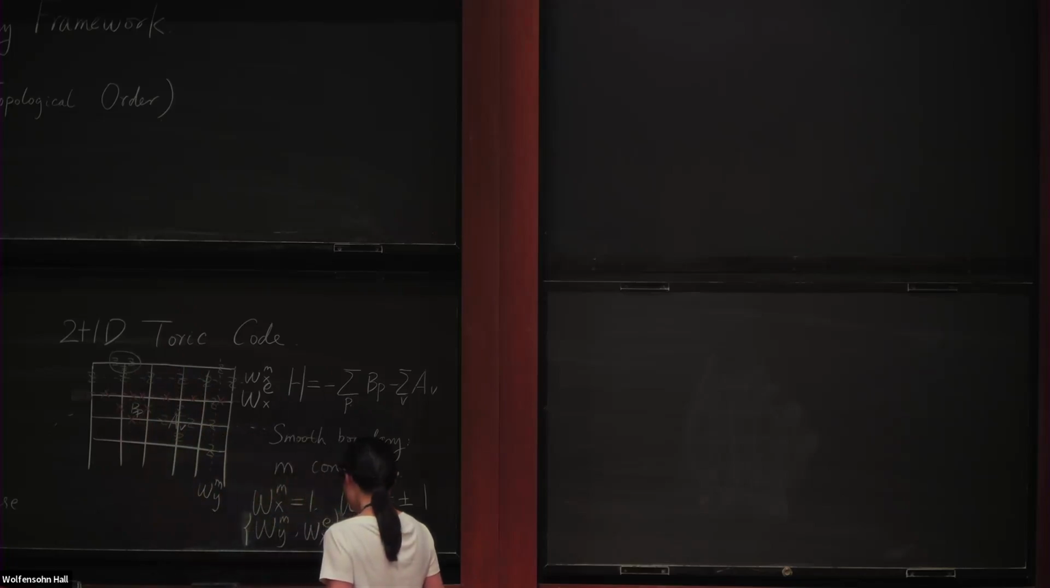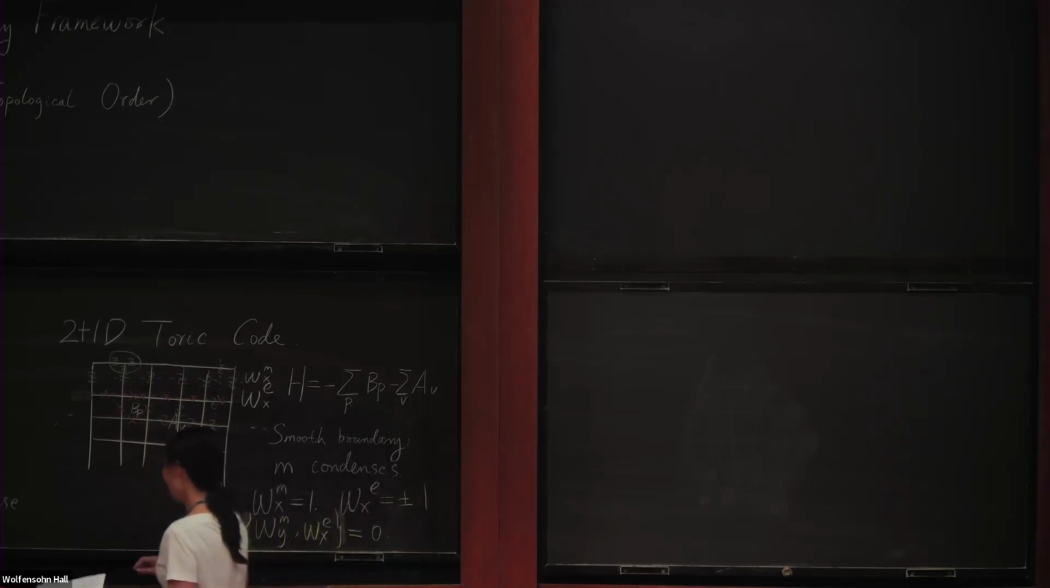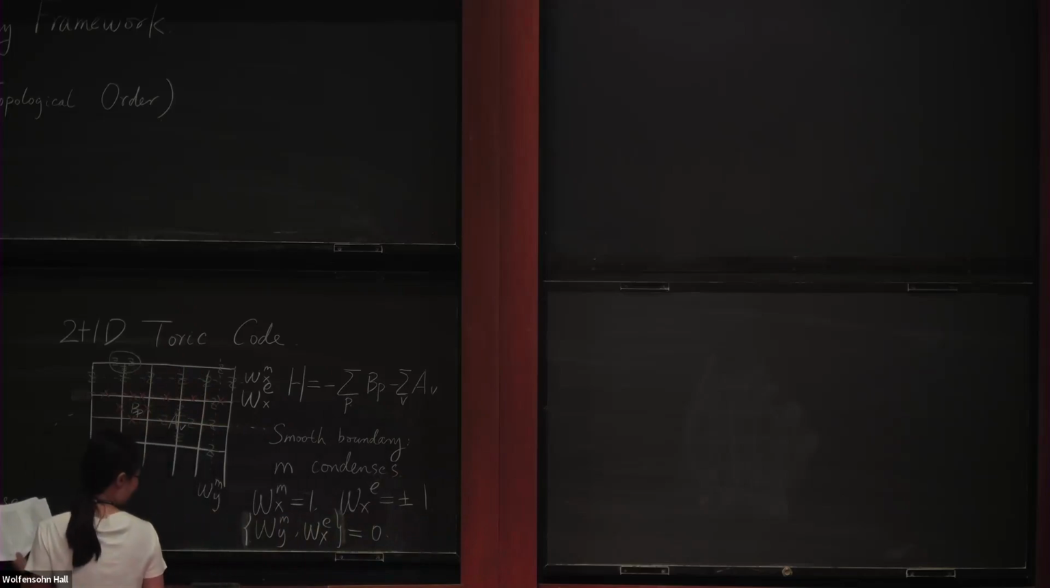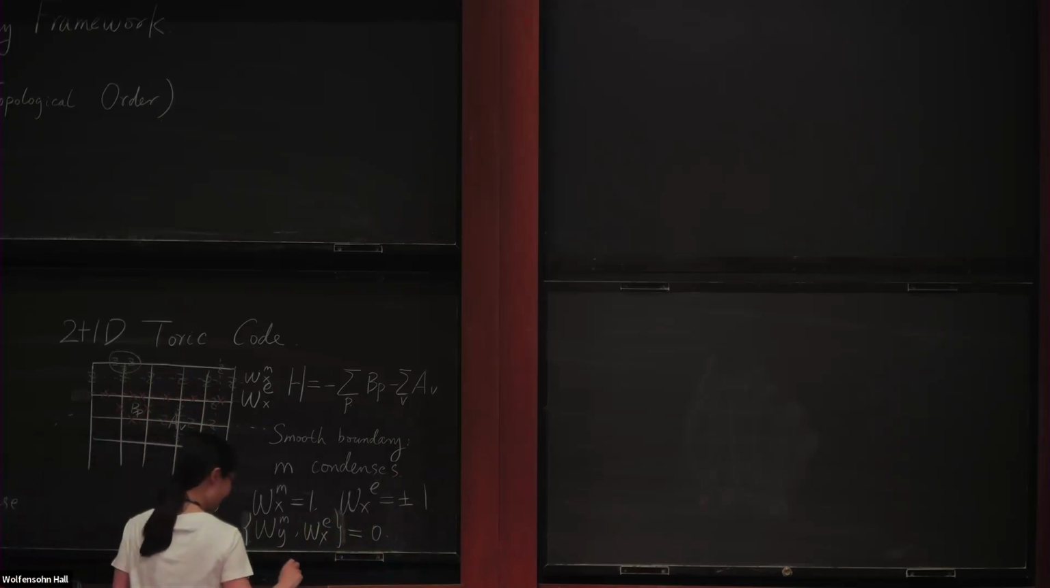Okay, so there are two types of local terms that we can add on the bottom boundary. There's so many colors, so nice.